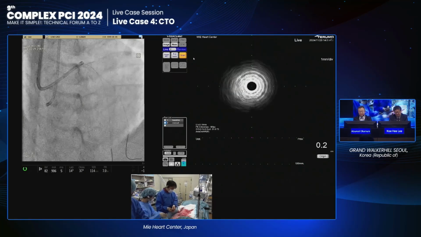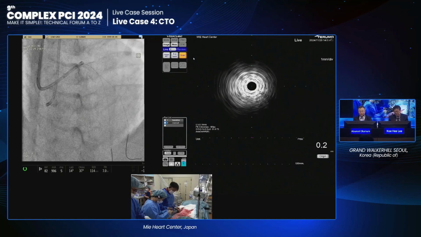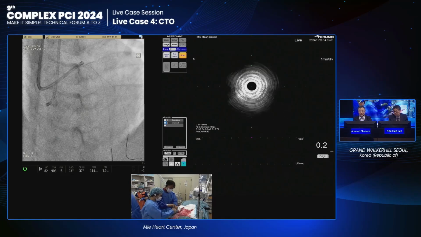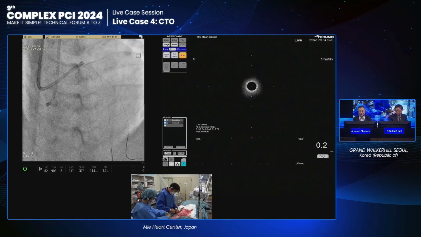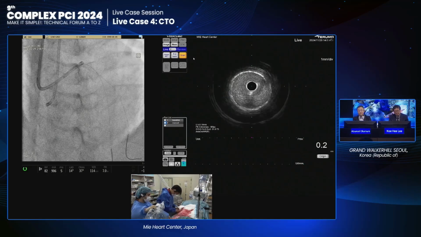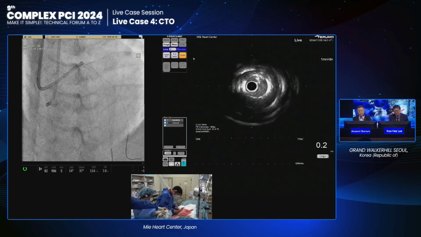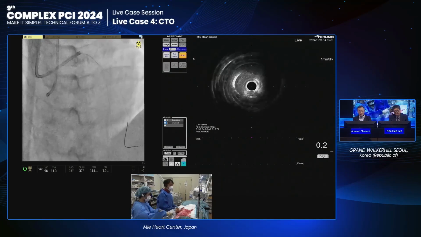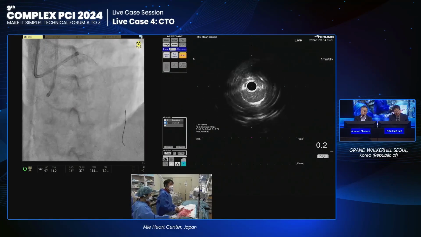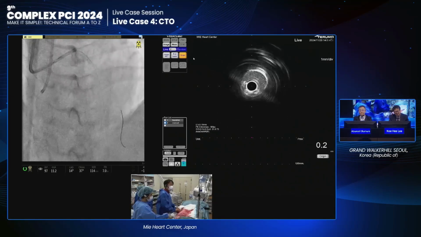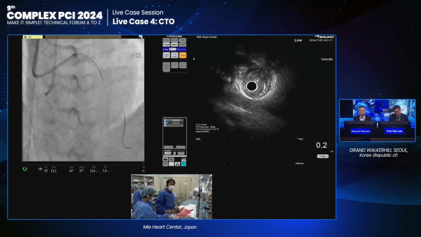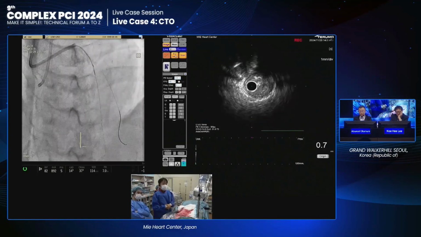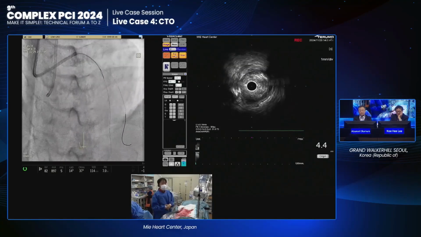Yes. So you can see the diagonal wire from the 10 o'clock, right?